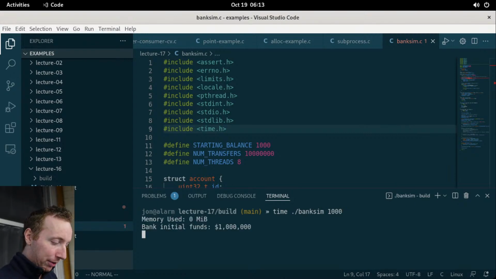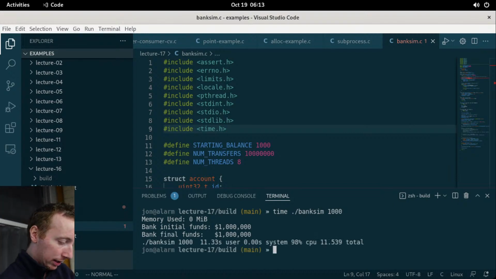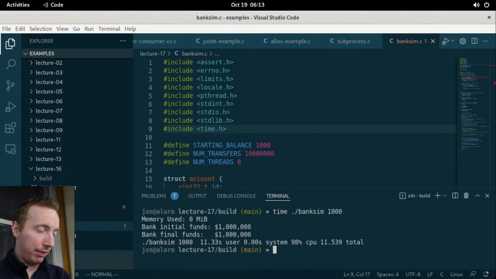If I do that, I'm just printing out how much memory is used for the accounts, because it will become an issue if I have too many accounts. But here we have $1 million, and at the end of all the transfers, we still have $1 million, and it took about 11 seconds.